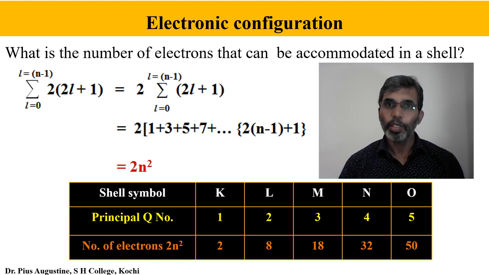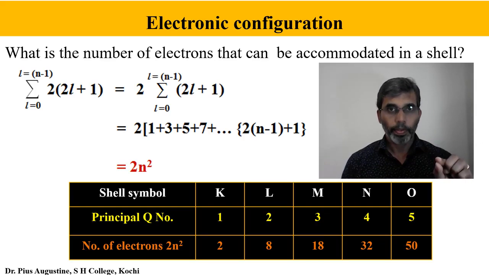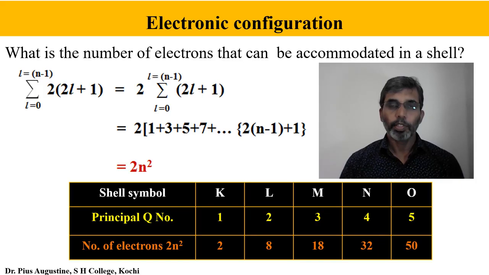Clear? There are 2(2l+1) electrons in a subshell with orbital angular momentum l. And there are 0 to n minus 1 values of l, so the number of subshells will be 0 to n minus 1. So mathematically, the number of electrons in a shell can be calculated using the expression summation of 2(2l+1) for l from 0 to n minus 1. That is equal to, the 2 is taken out, 2 into summation of (2l+1) for l equal to 0 to n minus 1. When you substitute the values, l equal to 0 first, then 2 into 0 plus 1, that is 1.